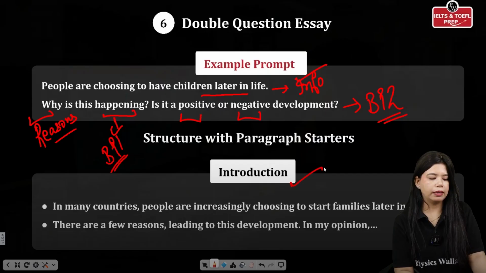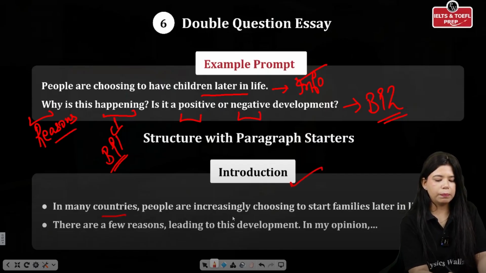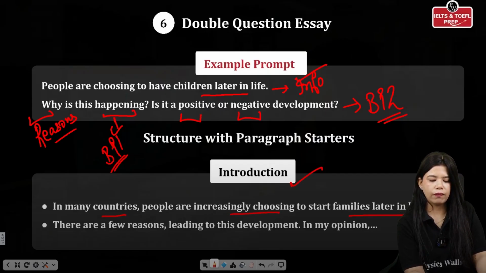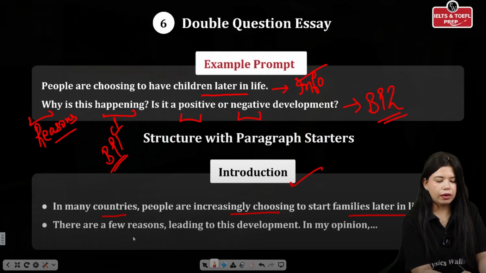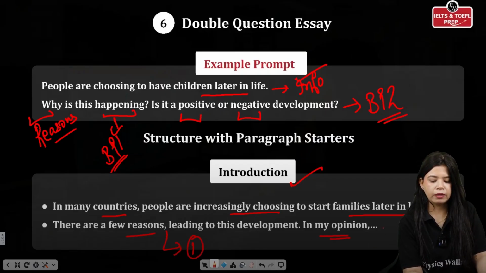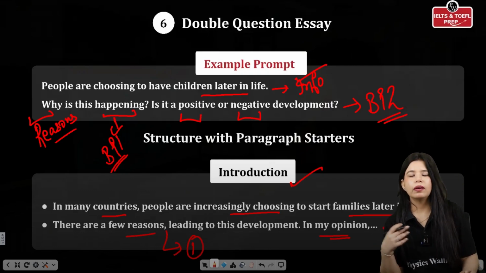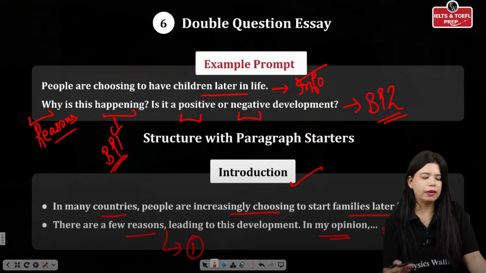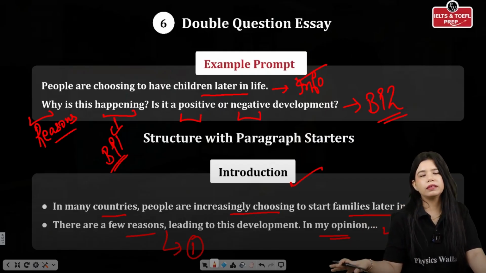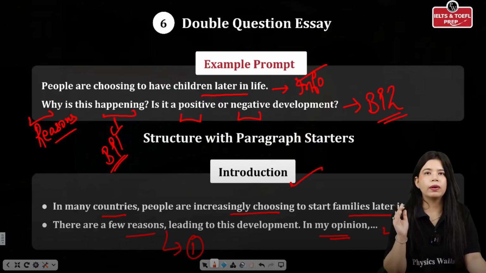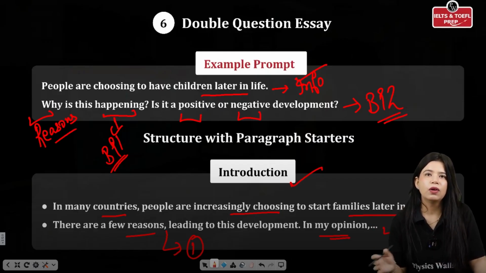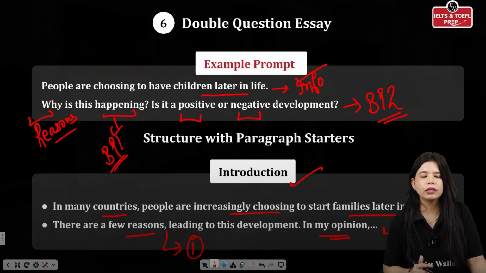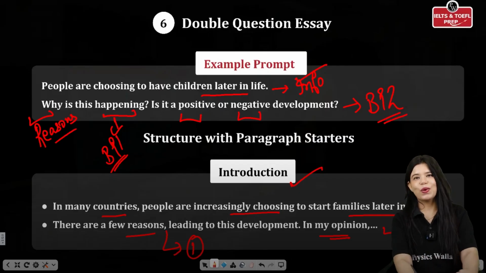Introduction can look something like this. It says, in many countries, people are increasingly choosing to start families later in life. There are a few reasons. You can add one reason here, such as dash, leading to this development. In my opinion, this is a positive, or in my opinion, this is a negative trend, because then you can state one reason, or you can simply say, in my opinion, this is a positive development, full stop, or in my opinion, this is a negative development, full stop. That would be your introduction, and then you move to body paragraphs.